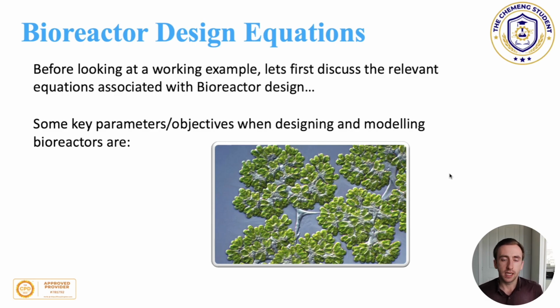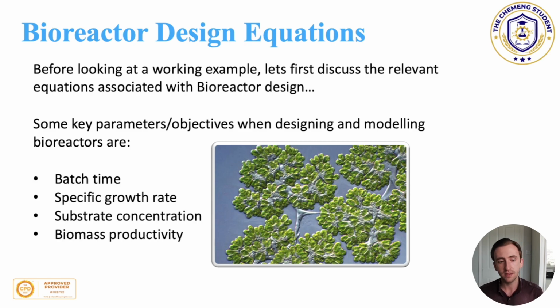Now, the bioreactor design equations are fairly simplistic, but can sometimes be a bit abstract to get used to in the context of standard reactor design. Because, for example, if we want to think of what is the main objective of the system, then the things that we are interested in are the batch time, the specific growth rate of the algae, the substrate concentrations, and the biomass productivity. Granted, there are more, but these are the most fundamental elements of any bioreactor design.